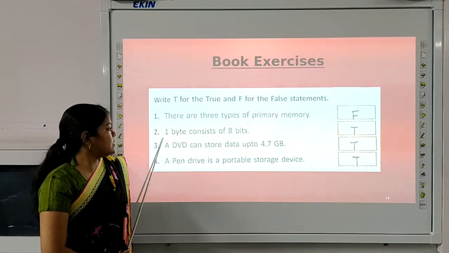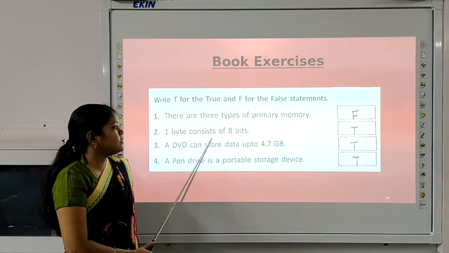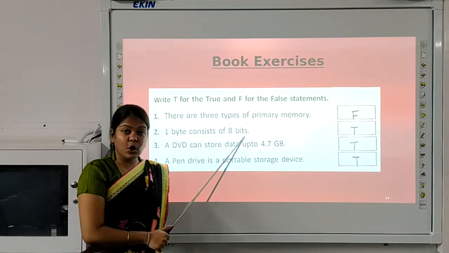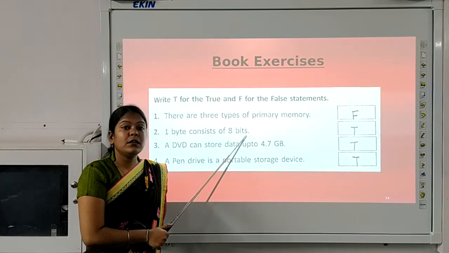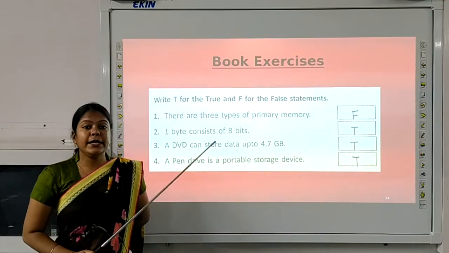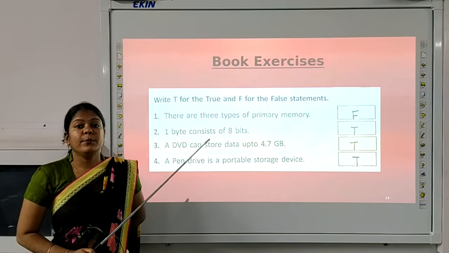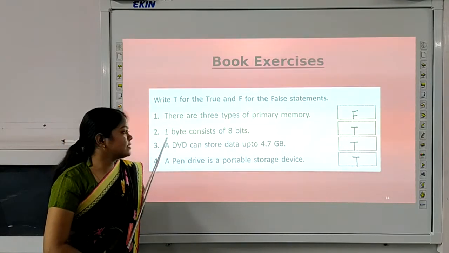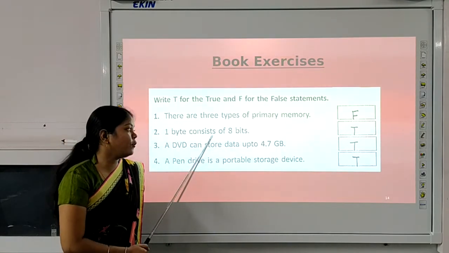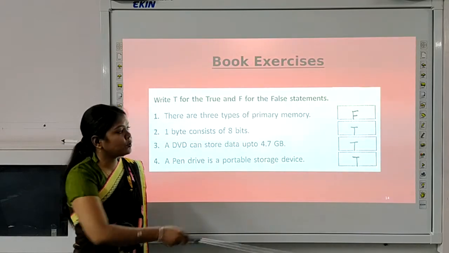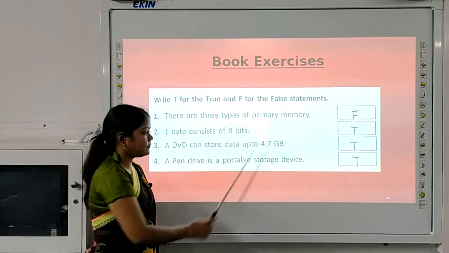Next statement is: 1 byte consists of 8 bits. We have already discussed in the introduction slide that 8 bits make a single byte. So this statement is true. 1 byte consists of 8 bits, definitely. So you have to write T here.